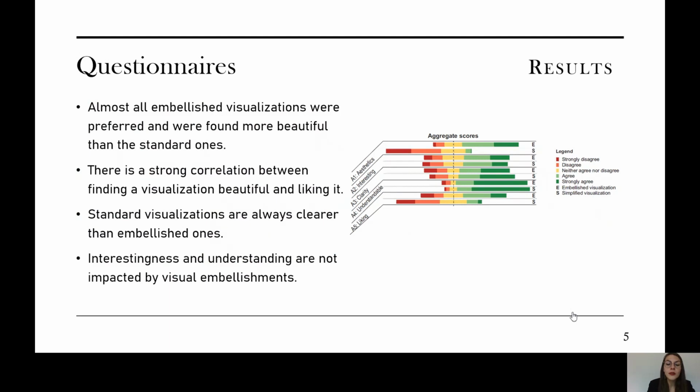In the first step of the experiment, we asked the participants to rate their agreement level on a 5-point Likert scale, from strongly disagree to strongly agree, for the statements you can see here on the right. From the statistical analysis, we are now able to say that almost all embellished visualizations were preferred and were found more beautiful than the standard ones. There is a strong correlation between finding a visualization beautiful and liking it. Standard visualizations are always clearer than the embellished ones. And finally, interestingness and understanding are not impacted by visual embellishments.